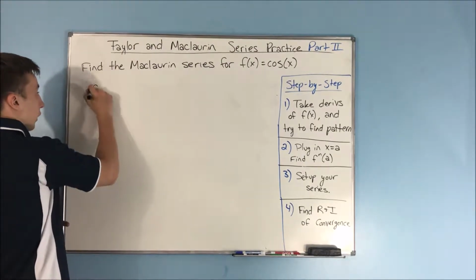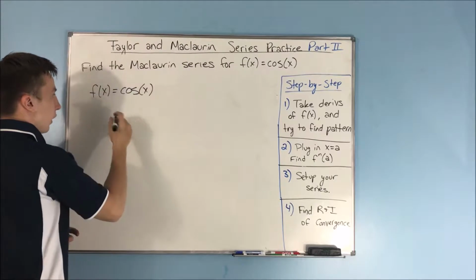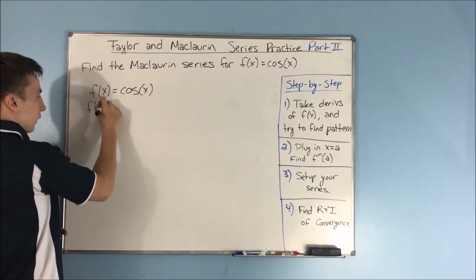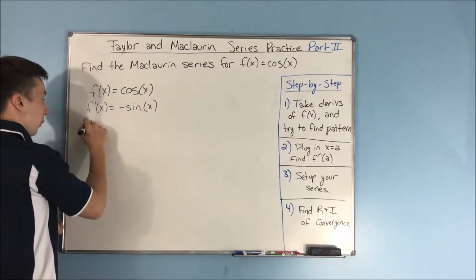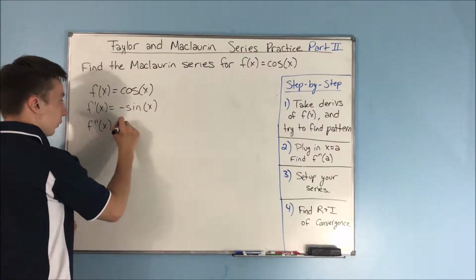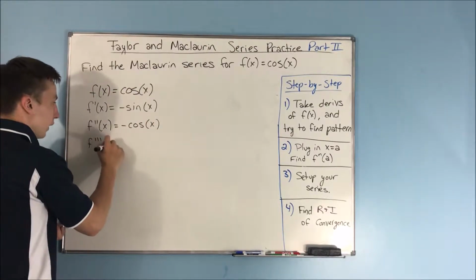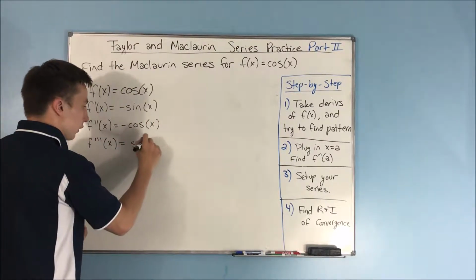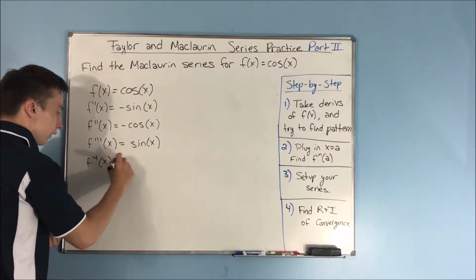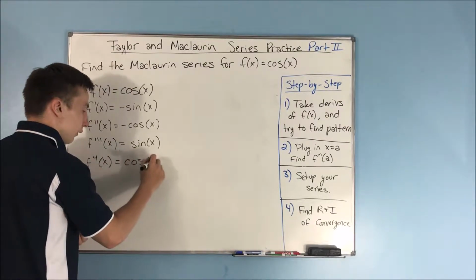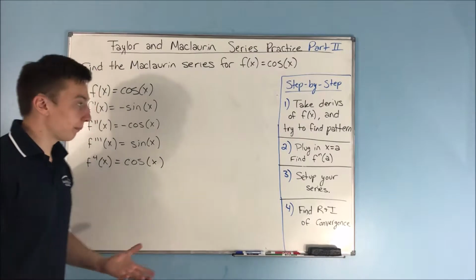Well, let's do that. We have that f of x is equal to cosine x. And f prime of x is going to be equal to negative sine of x. F double prime of x is equal to negative cosine x. F triple prime is going to be equal to sine x. And the fourth derivative is going to be equal to cosine x. That's just taking derivatives. We know that stuff.